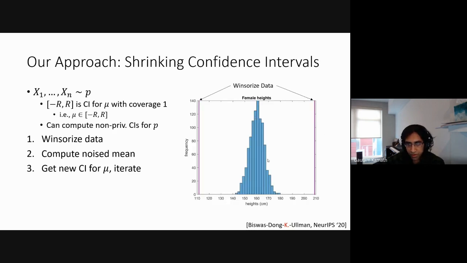We Winsorize our data, or clip the data. They're the same word, Winsorize, just a statistician way of saying it. You clip your data, then you compute the noisy mean. It'll be maybe here, where the true mean is maybe a bit to the left. But the really cool thing is, where did this X come from? Where did this noisy mean come from?